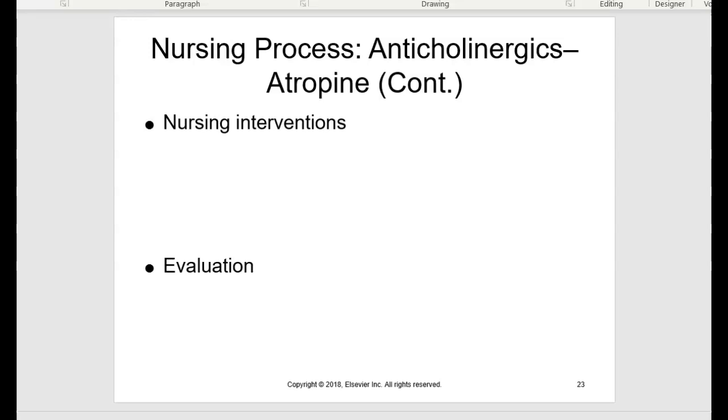We already talked about addressing constipation. Instruct the patient to urinate before taking an anticholinergic because urinary retention can be a problem. And then for the drying of the mouth, suggest the patient use hard candy, ice chips, or chewing gum, and maintain effective oral hygiene if the patient's mouth is dry because anticholinergics decrease salivation. Also, eye drops can be used to moisten dry eyes.